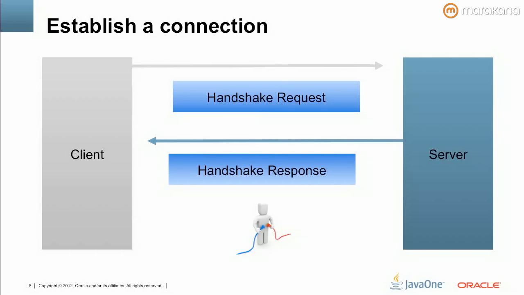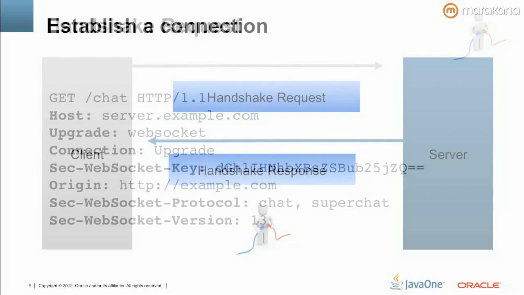So there's a client and a server. The client sends a handshake request. The server understands the request and says, OK, I'm talking WebSocket, handshake response. Or if it's not talking WebSocket, then there's no handshake response. Effectively, you break the communication right there.